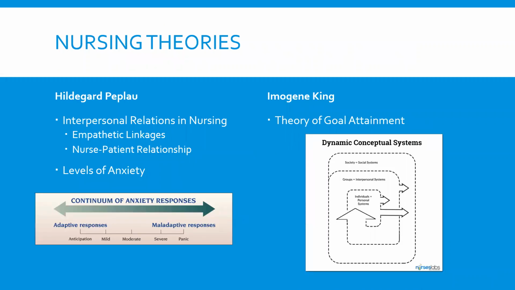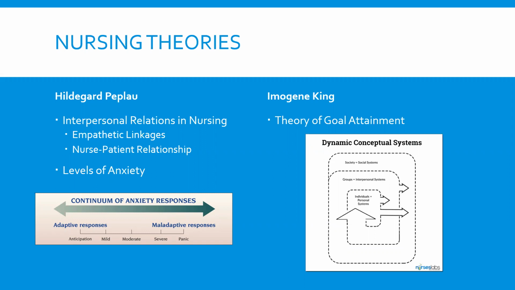Then we have our nursing theory. Hildegard Peplau is one of the most popular nursing theorists for psychiatric nursing, and she created two prominent theories, one being interpersonal relations in nursing. This theory created empathetic linkages and emphasized the importance of the nurse-patient relationship. Empathetic linkages is the ability to not only empathize with your patient, but to convey that empathy and let them know that you might not necessarily know what they're going through, but that you can understand that it can be very difficult for that patient and that you're there to support them.